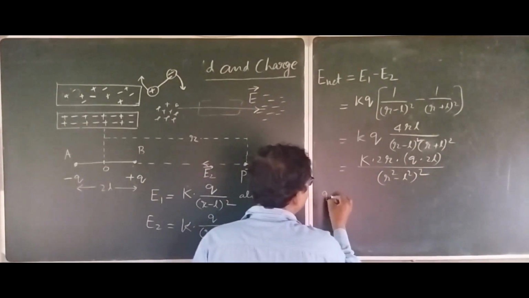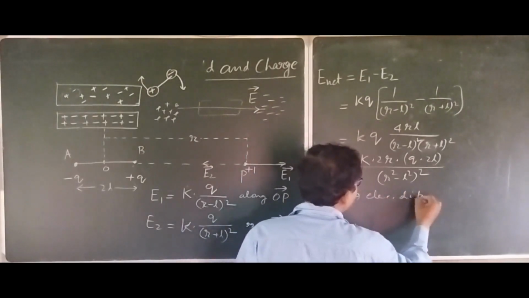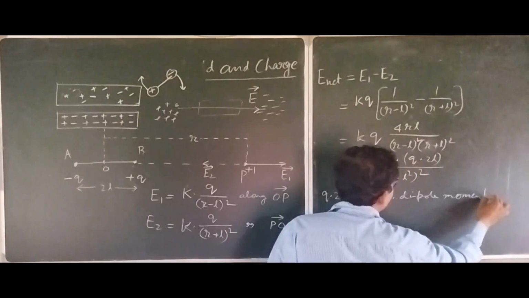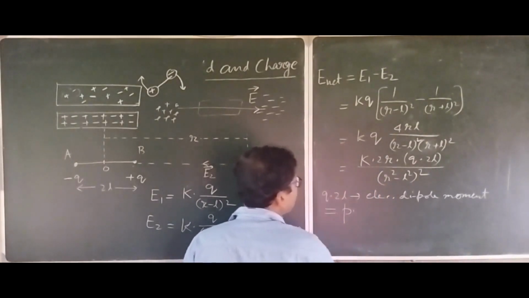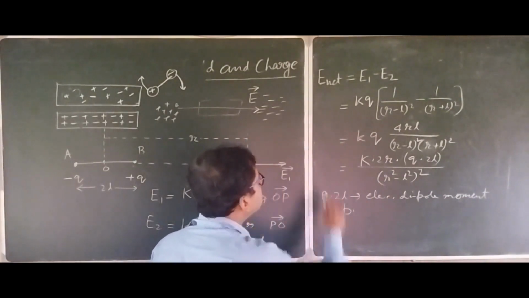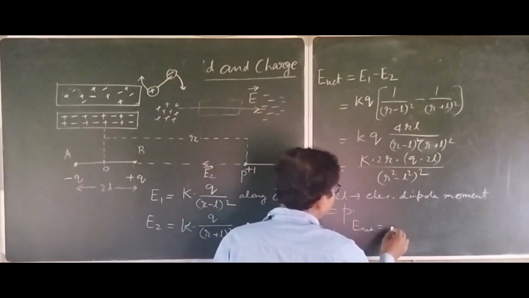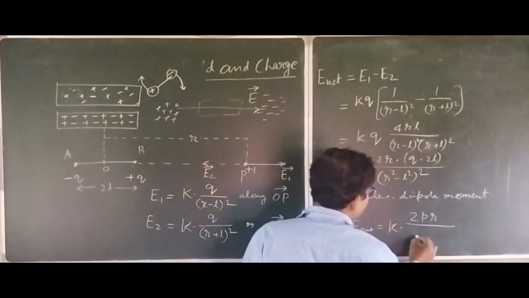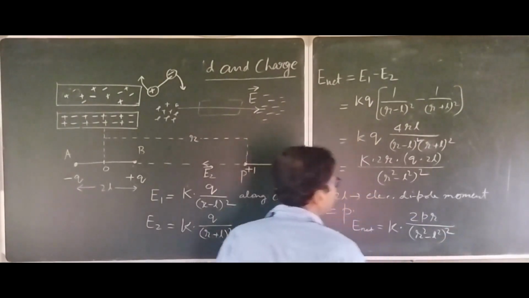This factor is called electric dipole moment, and it is usually denoted by small p. So finally E net is equal to K into 2pr upon r square minus l square whole square.